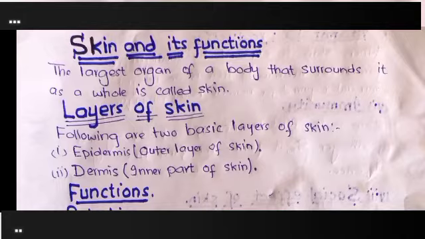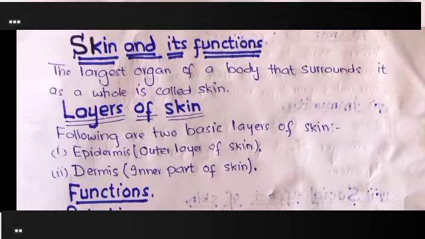This video is about the skin and its function. So watch this video till the end to clear your concept about skin and the layers of skin, and in this video I will also explain almost 10 to 15 functions of skin. So don't miss this video till the end, to discuss skin, its layers, and all its functions.